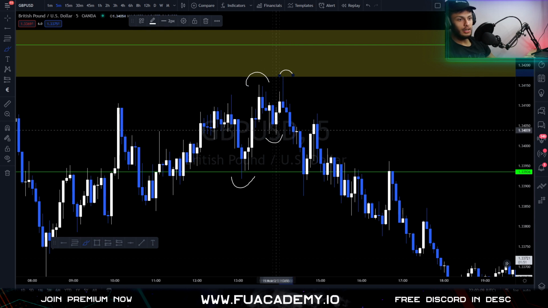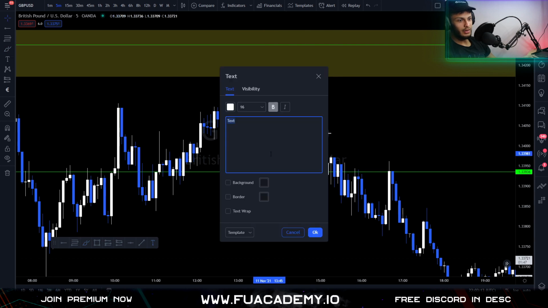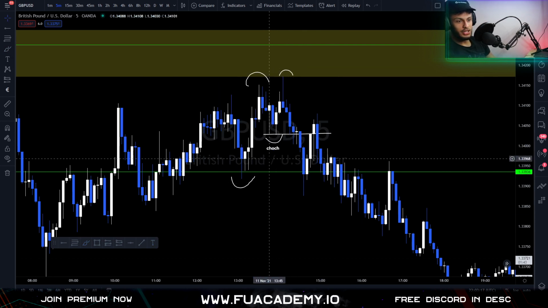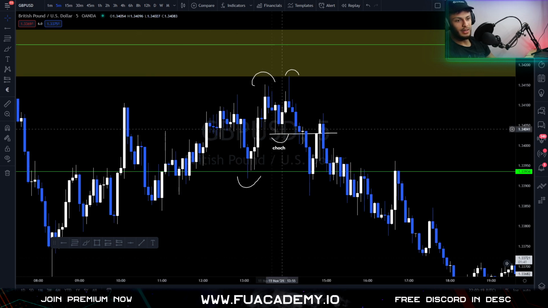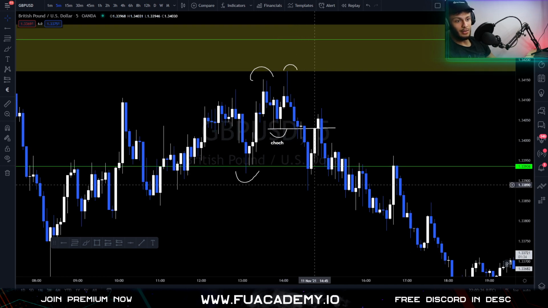Well, our CHOCH, the change of character, occurs right here. So this is our first breaker structure. This is where price changed from bullish momentum to bearish momentum. We closed below here, so this is identified as a breaker structure, as well as the CHOCH, and now we made the move down.